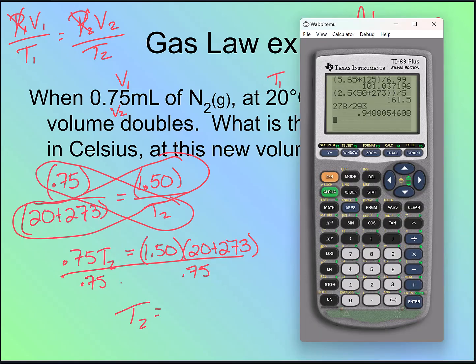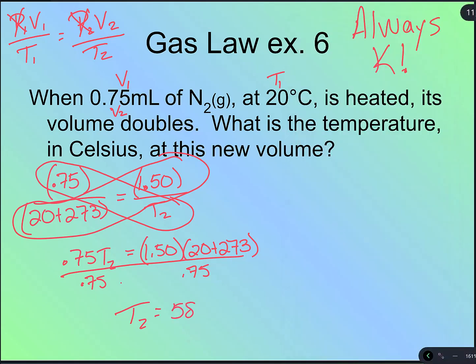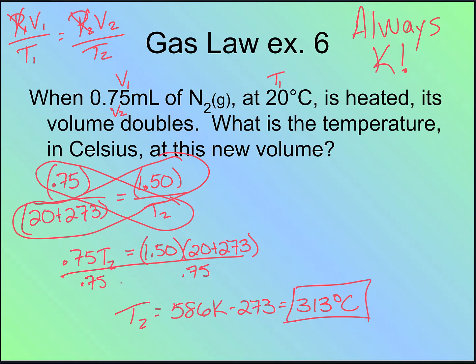Here we go. Plug everything into my handy dandy calculator. I've got 1.5 times 20 plus 273 divided by 0.75 equals 586. But that's my kelvins. So to get to kelvins from Celsius, I had to add 273. So to go from kelvins to Celsius, I'm going to subtract 273. So it comes out to 586 Kelvin minus 273 will give me 313 degrees Celsius.